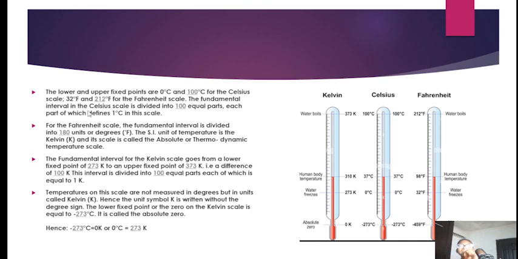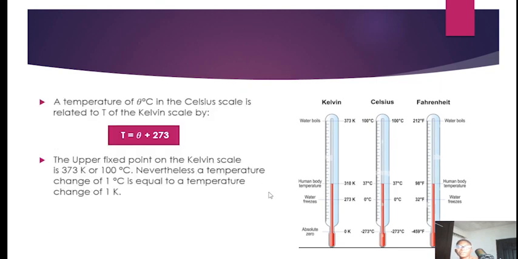And the fundamental interval in the Celsius scale is divided into 100 equal parts. Each part of the Celsius scale defines 1 degree Celsius. For the Fahrenheit scale, the fundamental interval is divided into 180 units or degrees Fahrenheit. The SI unit of temperature is Kelvin, and the scale is called the absolute or thermodynamic temperature scale. And that is all about the three scales: the Kelvin, the Celsius, and the Fahrenheit.